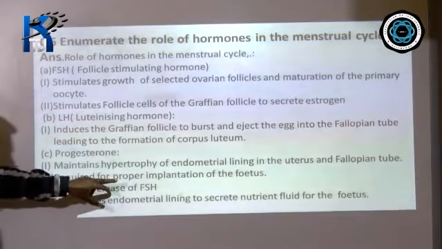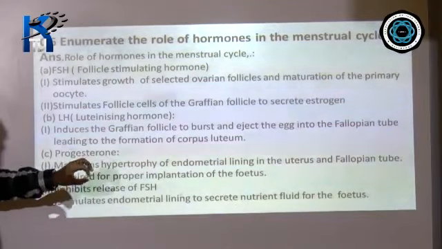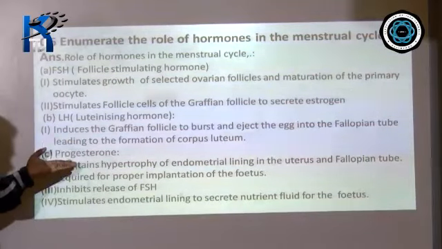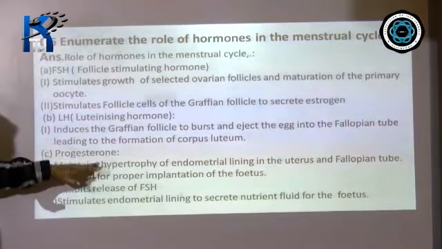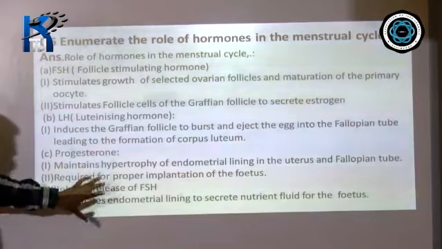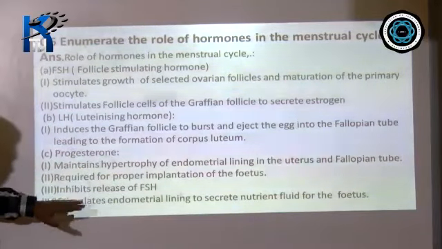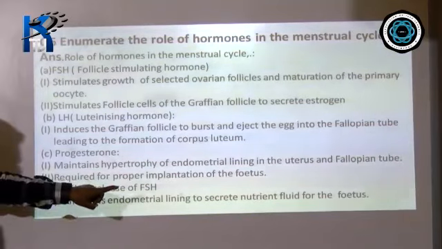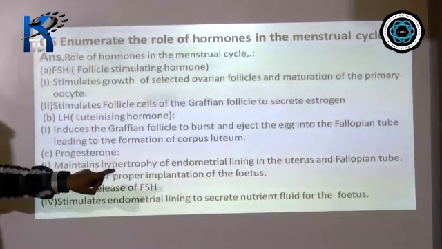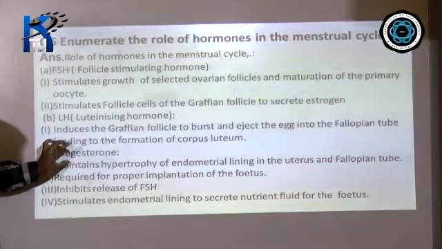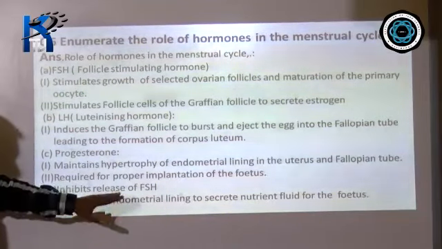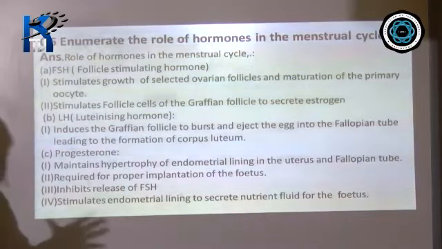It inhibits the release of follicle stimulating hormone, so no more follicles will be released during that time, because when progesterone becomes high, follicle stimulating hormone needs to be decreased. It needs to be stopped. Inhibits means stop. It stimulates the endometrium lining to secrete nutrient fluid for the fetus. That means due to progesterone only, the endometrium lining will secrete a nutrient fluid for the fetus.